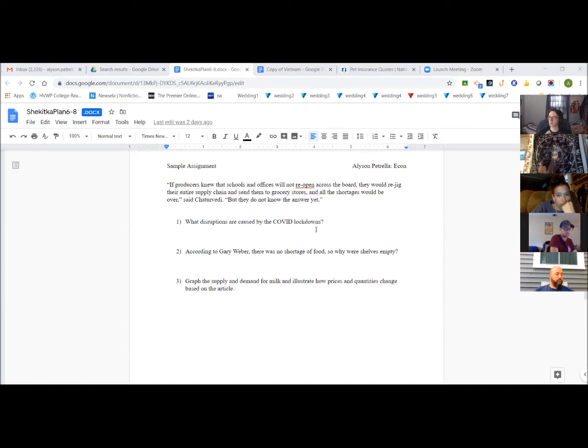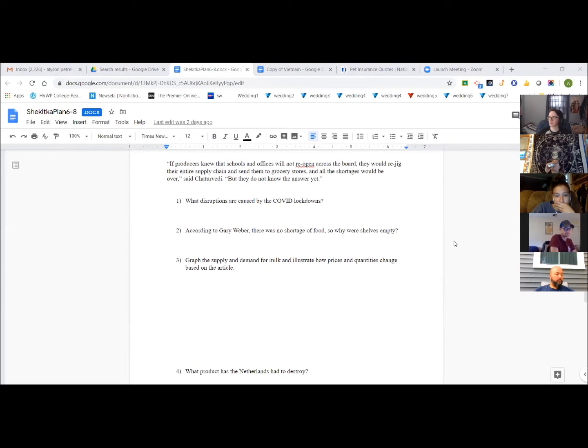So what disruptions are caused by the COVID lockdowns? I'm looking for answers like changes in the supply chain, people that normally sell wholesale now have to sell to groceries, things along those lines. According to Gary Weber, there was no shortage of food, so why were the shelves empty?